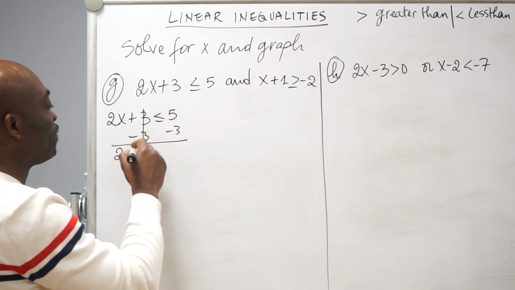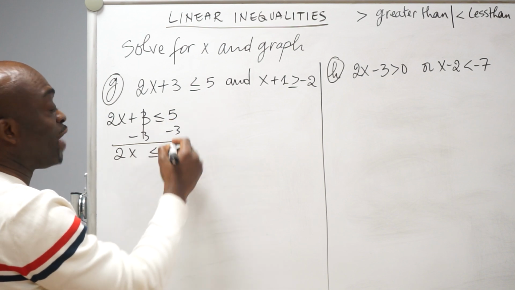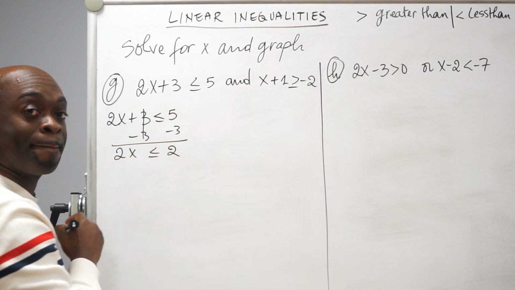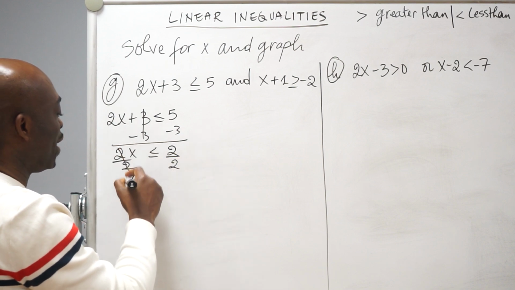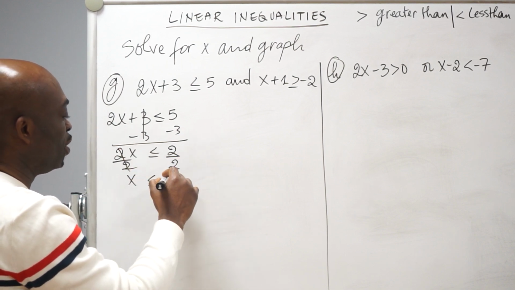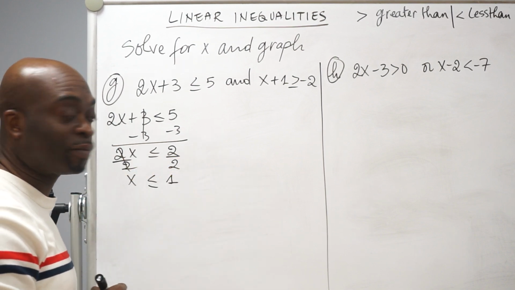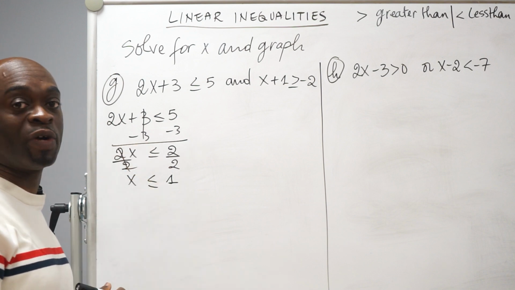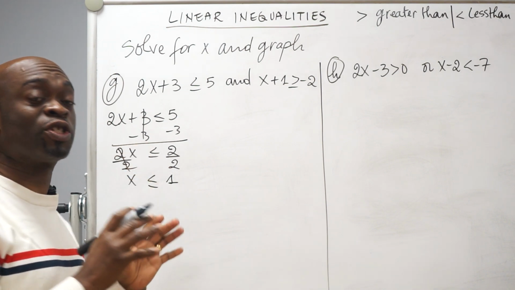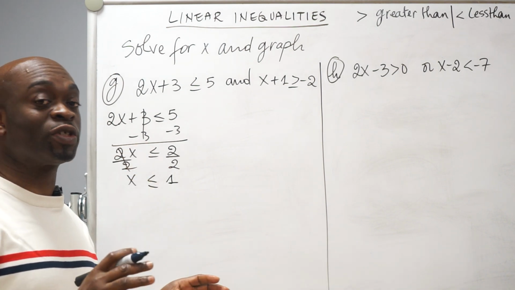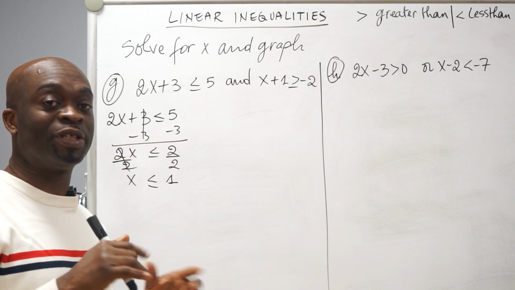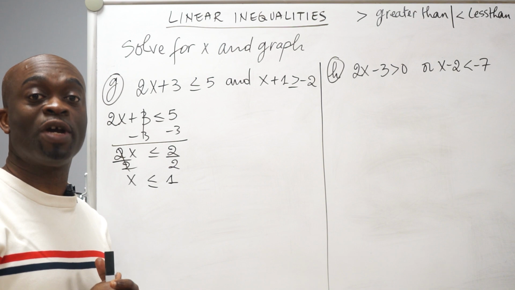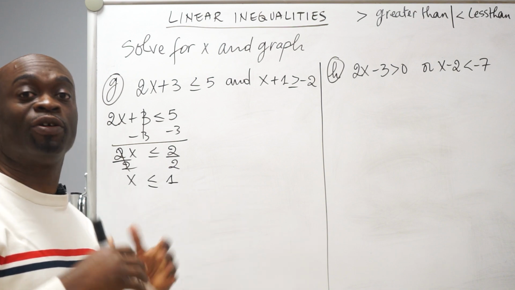Subtract 3 from both sides. So we have 2x less than or equal to 5 minus 3, which equals 2. Okay? And then we divide by 2 and 2 in order to solve for x. So x is less than or equal to 1. Okay? So this is for the first one that we have here. For those who forget about solving two-step equations, for example, you can go back to our videos and type in two-step equations, and then you're going to find out what we did.